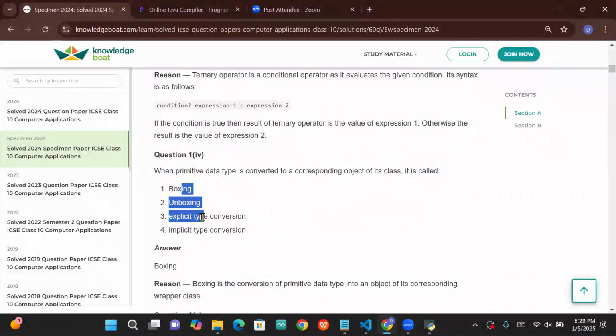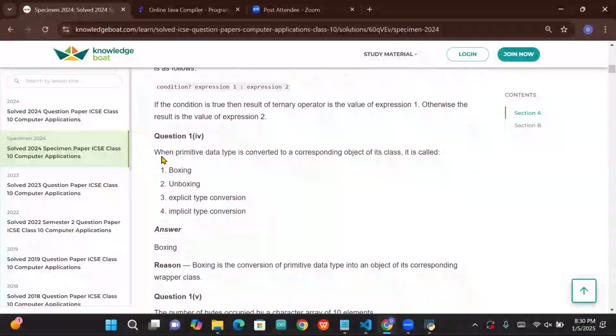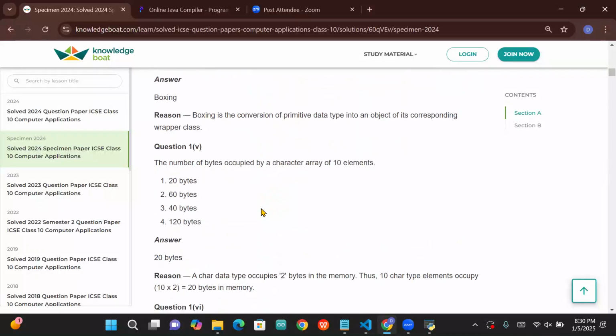Now this is a question of boxing and unboxing. If your basics are not good, then I probably need some time to explain this particular question. So I'm skipping this for the time being, because for this question there are some things, like object and class, that I have to tell you about first.